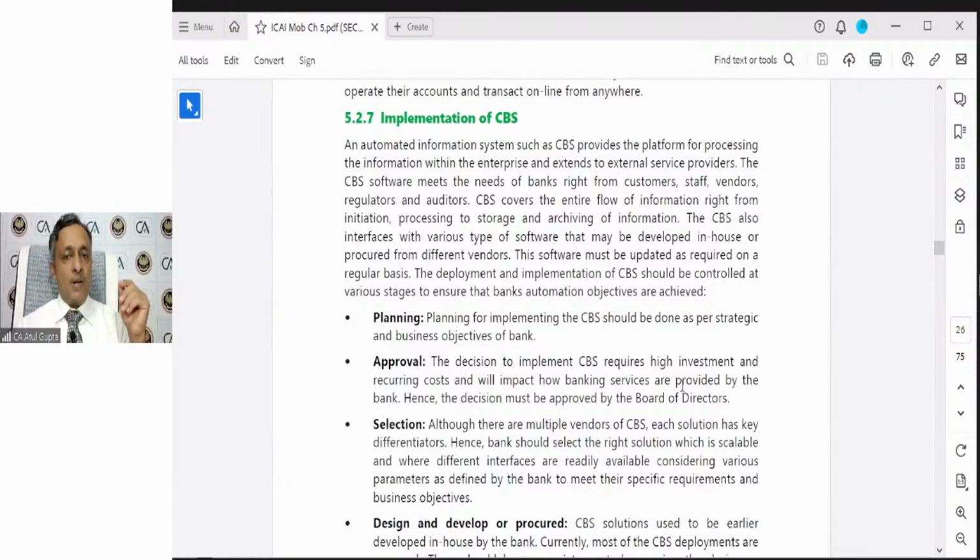Core banking system covers the entire flow of information right from initiation, processing to storage, archiving, that is saving it for future use. The core banking system also interfaces with various types of software that may be developed in-house or procured from different vendors. This software must be updated as required on a regular basis. The deployment and implementation of core banking system should be controlled at various stages to ensure the automation objectives are achieved. So now see, you are reading about automation.